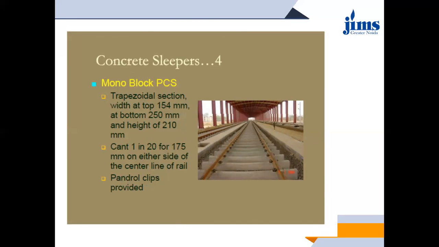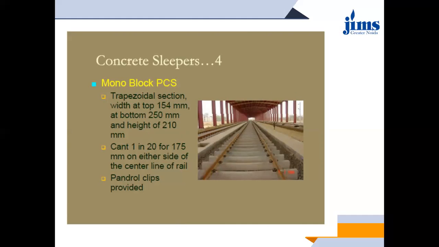Okay. Here in this image, you can see a number of monoblock PCS, that is pre-stressed concrete sleepers. So this is the most commonly used. These monoblock PCS are the most commonly used kind of sleepers throughout the nation itself.